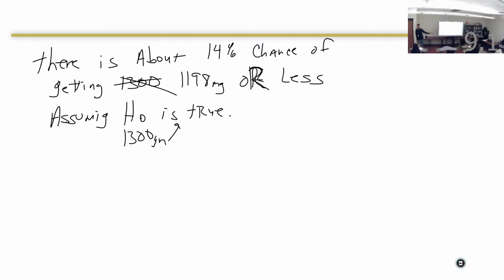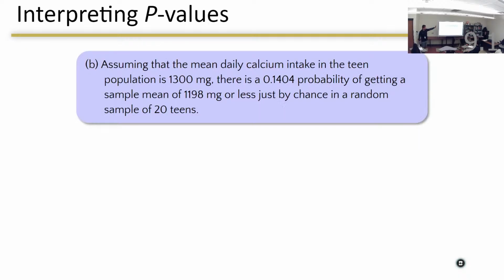Okay with all that stuff? Again, that's my definition. Yours might be different than that. I guarantee it, when I hit next, it's going to be different than mine. Assuming the mean intake in the teen population is 1,300, there's a 14% probability of getting a sample mean of 1198 or less by chance alone. Good enough with all that? You can use symbols, you can use whatever you got to use, but we got to get it all in there. Talking about how we have to assume Ho's true and the chances of getting this number or less.